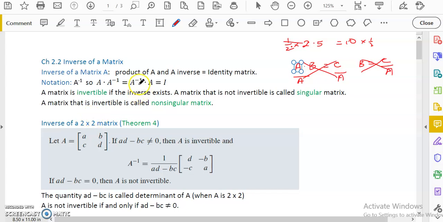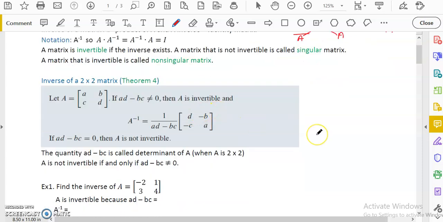Now, not all matrices have an inverse, just like in numbers, 0 doesn't have an inverse, since 1 over 0 is undefined. If a matrix has an inverse, it's called invertible, and if it doesn't, it's called singular. So an invertible matrix is non-singular, and singular means non-invertible. These are just two different terms for the same idea.